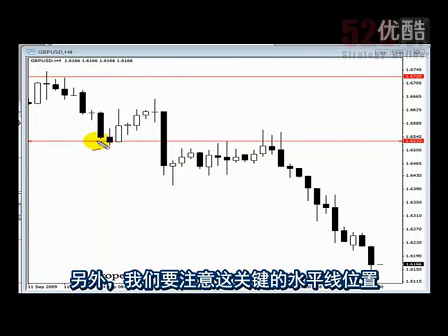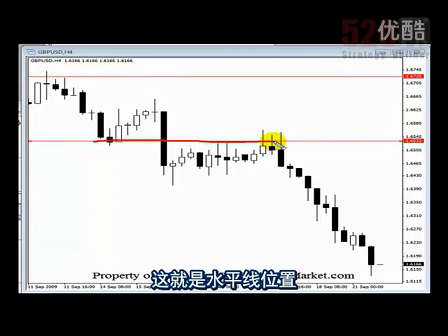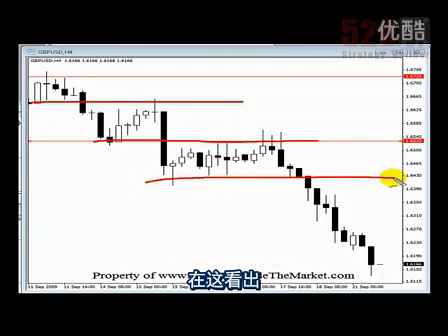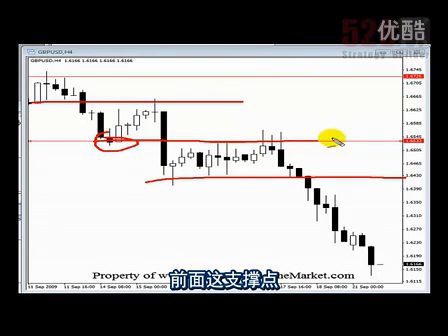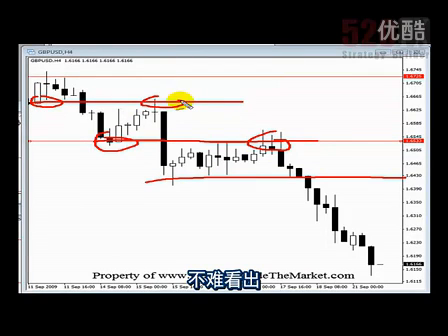We're also looking for key horizontal levels. Now this is a horizontal level. That's what it looks like. It's a very obvious level where the market has reacted. You can see this previous support becomes a new resistance, and very simply goes on and on throughout the chart.